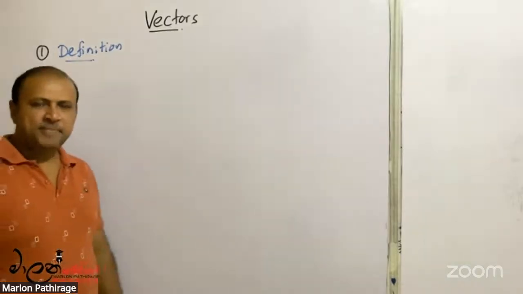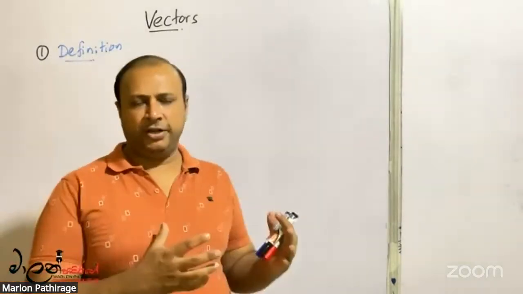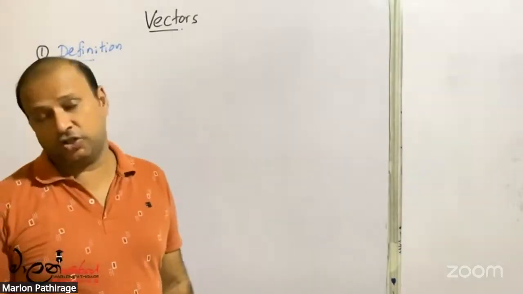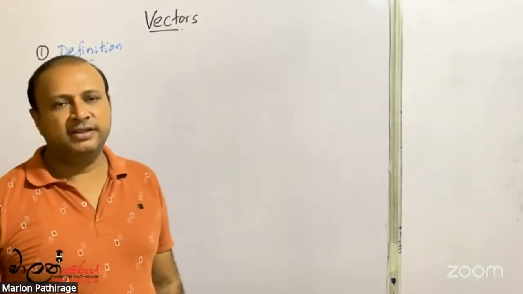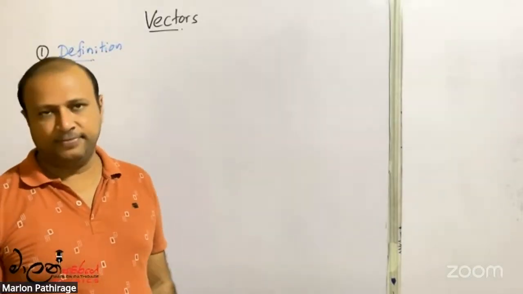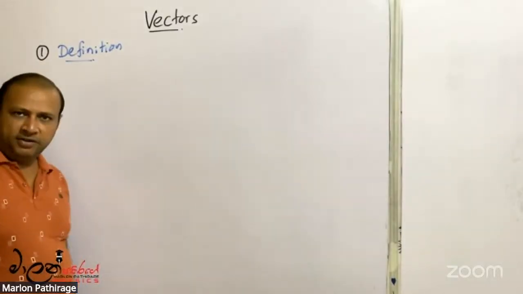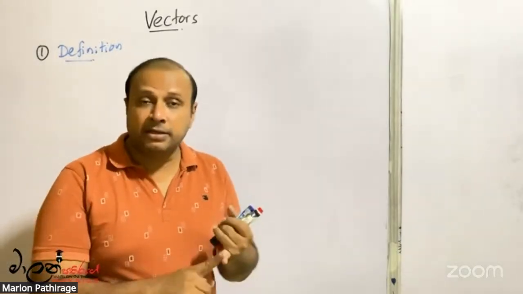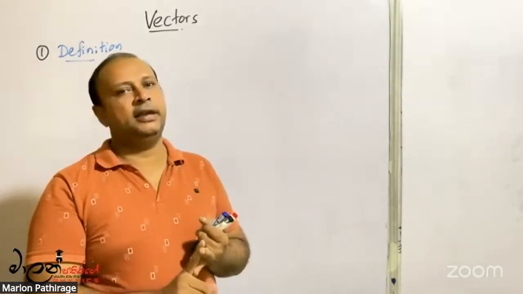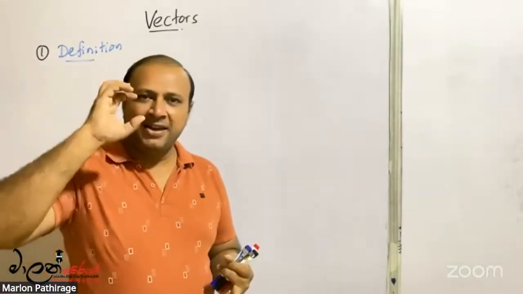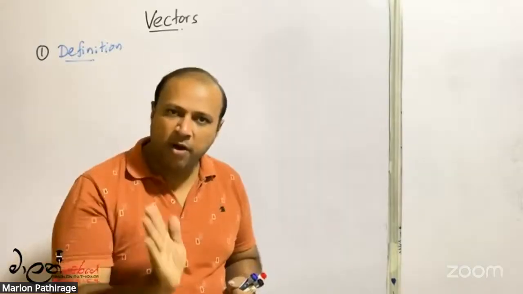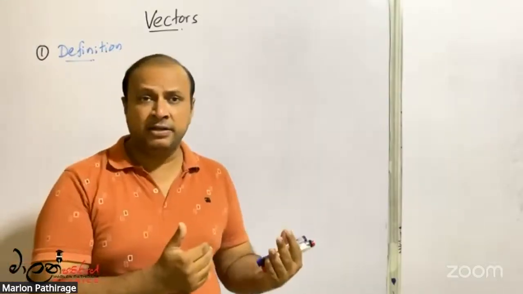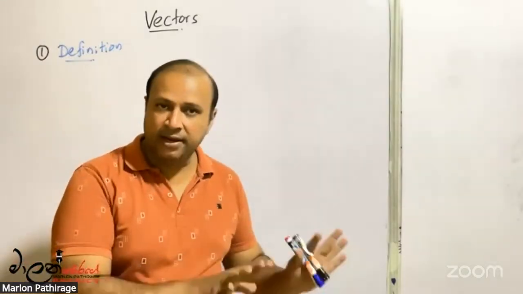Vector quantity means, suppose any physical quantity has both magnitude and direction, such kind of quantities are called vector quantities. Therefore, for vector quantities, there is a very special feature. What is that? It has a magnitude as well as a direction. So that is the common feature for every vector quantity. Actually, we will learn there are several subcategories, several classifications regarding vectors.